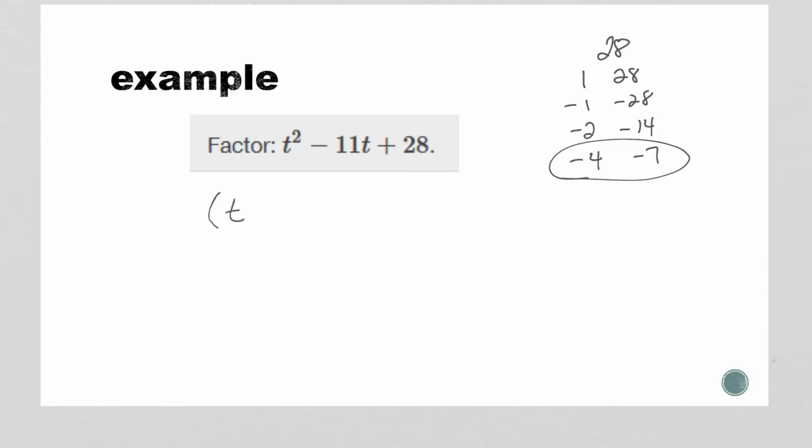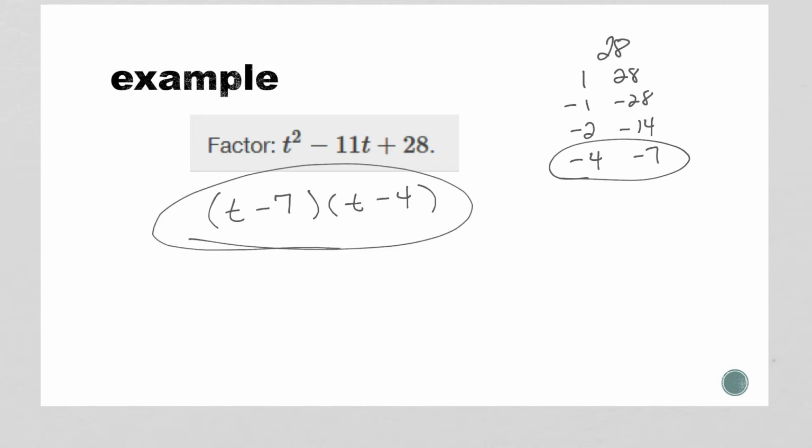So we're using t this time. So we want a t there and there. And then we want minus 7 and minus 4. Again, it does not matter what order you write those in. So minus 4 and minus 7 are our factors here. So t minus 7, t minus 4 is our final answer.